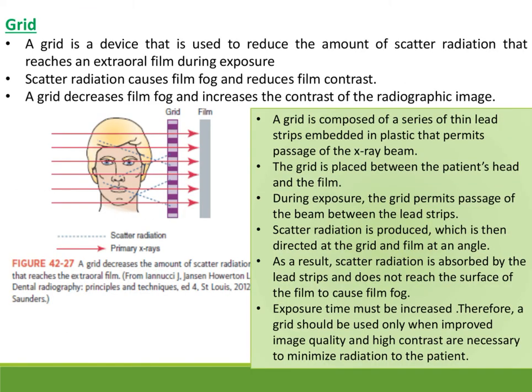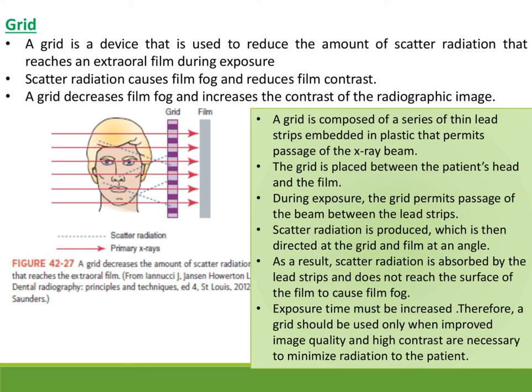So, next concept is the grid. So, grid, it is a device that is used to reduce the amount of scattered radiation that comes from the patient during exposure. So, if you allow the scattered radiation to reach the film, it's going to decrease the contrast and the diagnostic information.